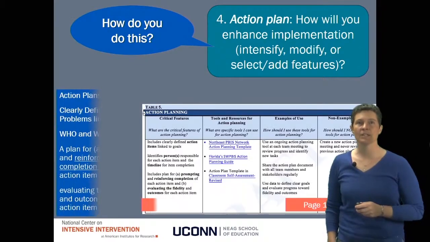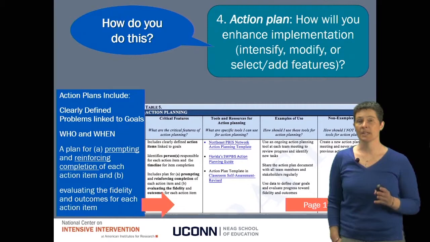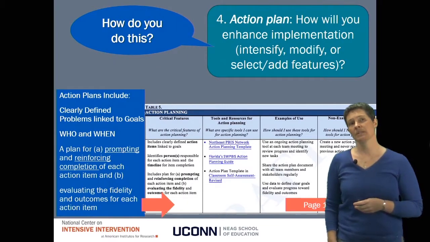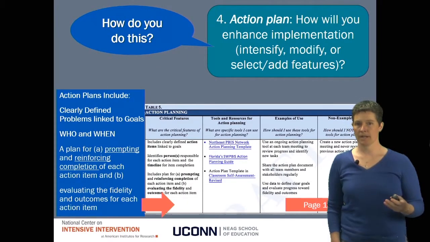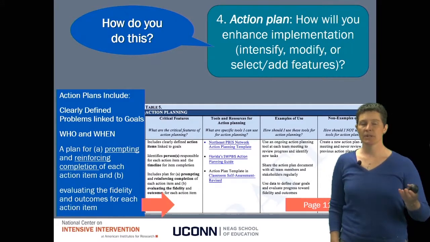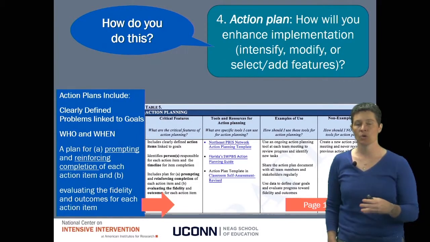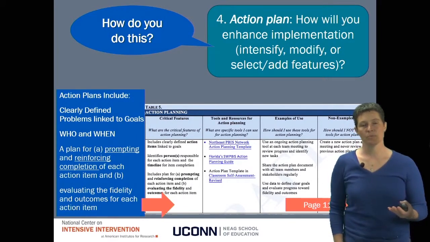First, an action plan is really just a glorified to-do list. It lists the things that need to be done, who's going to do them, what kind of supports that person needs, and when they are going to be done by. So it's a pretty simple thing, but it's a really important tool for helping follow through on the things that you need to support your implementation or to support student improvement.